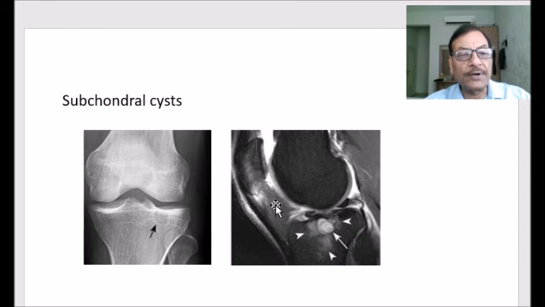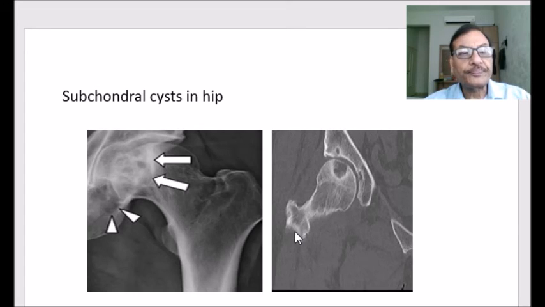This is the bigger one, and sometimes we'll be seeing the subchondral cysts. Subchondral cyst just below the joint margins. This is the cyst we are seeing. Here also we are seeing a cyst. Now in the hip, it is very clearly seen here, multiple cysts. Here again, the cysts are very clearly seen.